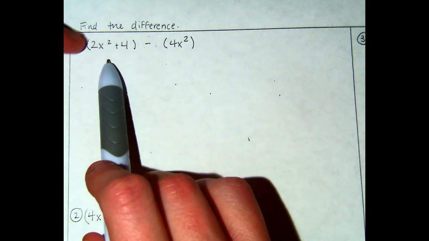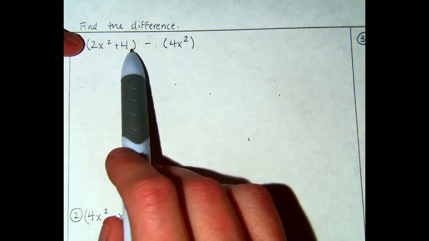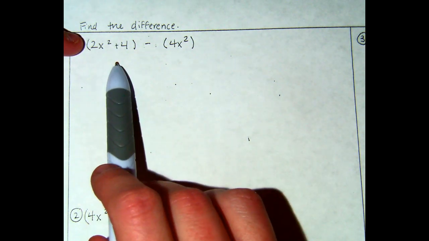Okay, is there any number in front of 2x squared plus 4? Or any sign in front of there? No, I'm going to bring it down then.